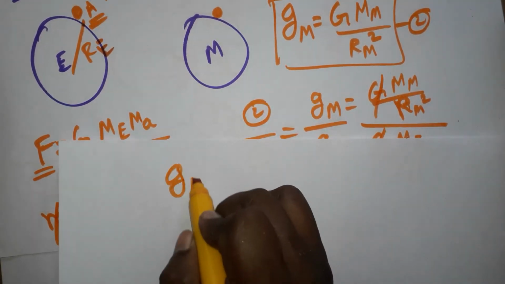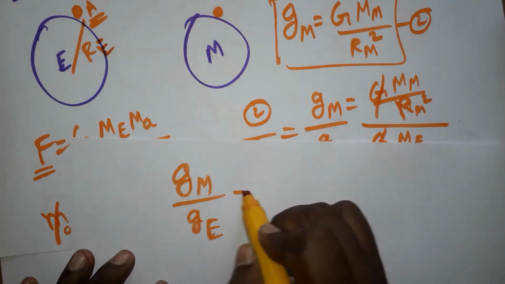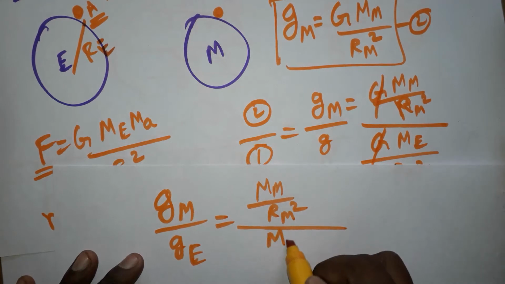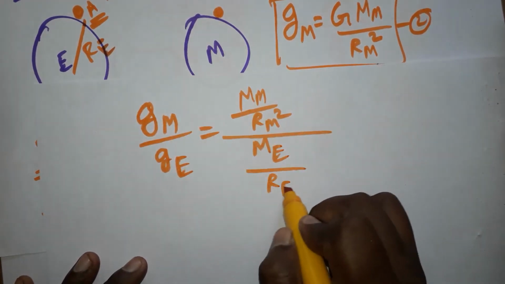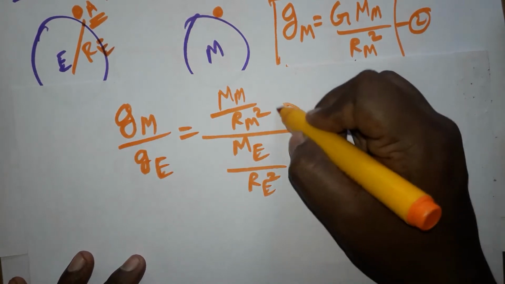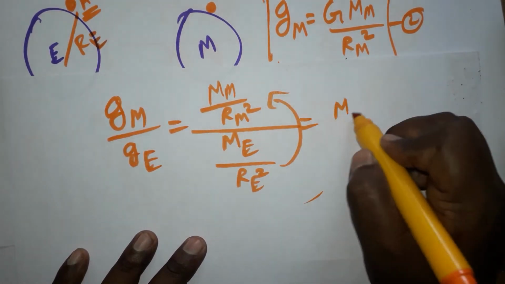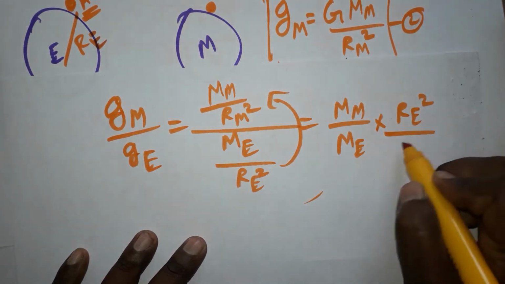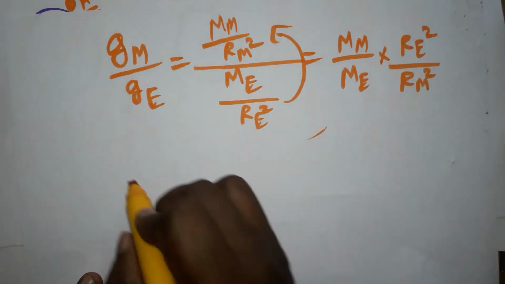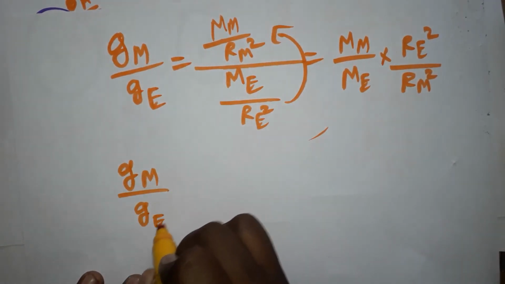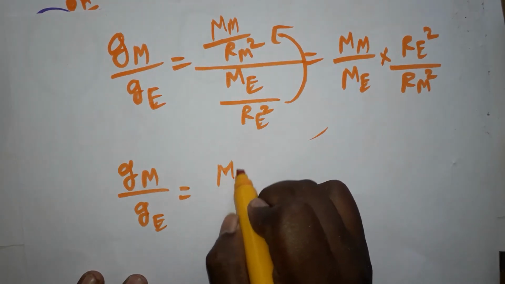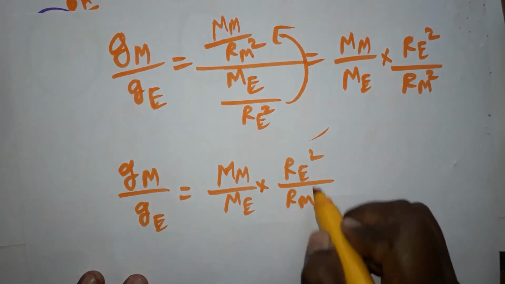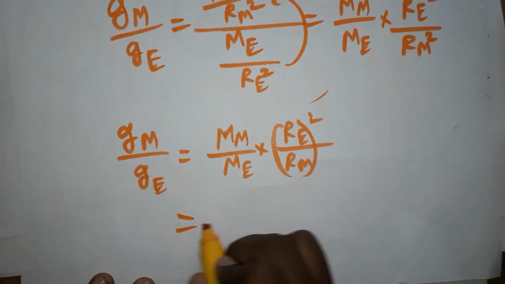So gravity on the moon surface divided by gravity on the earth surface is equal to the mass of the moon divided by the radius of the moon squared, divided by the mass of the earth divided by the radius of the earth squared. When we do the cross multiplication, just inverting the equation, it is the mass of the moon divided by the mass of the earth, into the radius of the earth squared divided by the radius of the moon squared. Okay, so g_m divided by g is equal to the mass of the moon divided by the mass of the earth into the radius of the earth squared divided by the radius of the moon whole squared. This full calculation we are going to get 1 divided by 6.